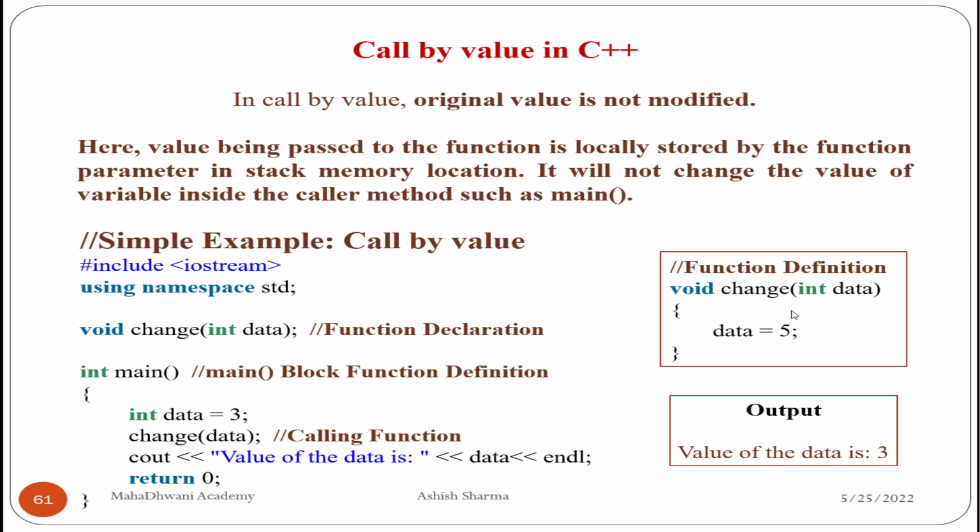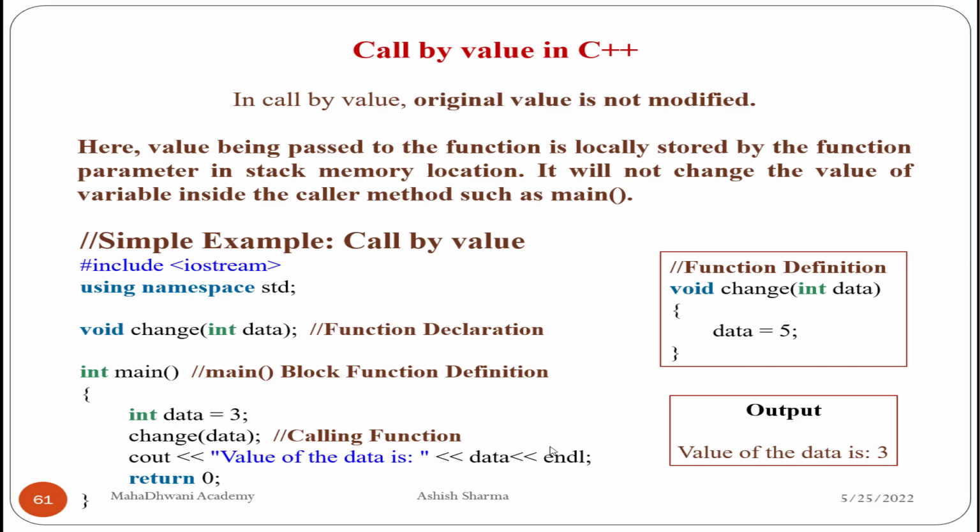Again, we see inside the definition we change the value from 3 to 5. So now the value becomes 5. After calling, after executing this step, it goes directly back to the calling part, and after that it comes to the next statement. See, output value of data is data. What is the value here? The value of this particular member is 3. Even though we changed the value to 5, we are seeing here the value is 3.